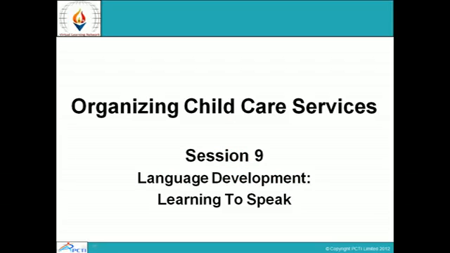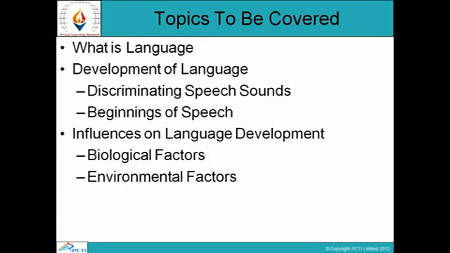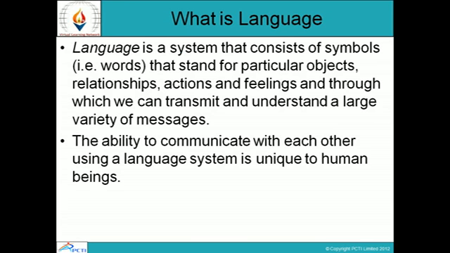This is session number 9 of the subject Organizing Childcare Services and the chapter Language Development, Learning to Speak. Let's see what are the contents to be covered. What is language? Development of language, discriminating speech sounds, beginnings of speech, influences on language development, biological factors and environmental factors.